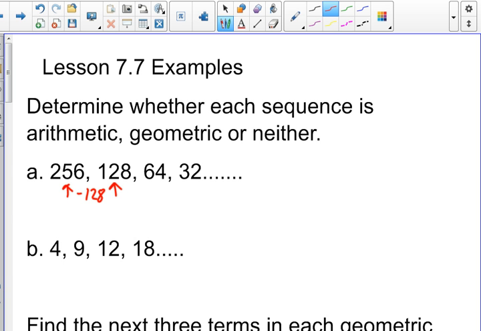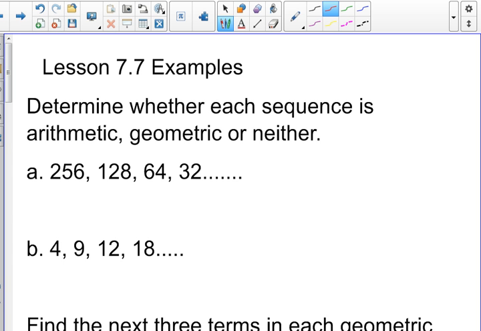And then it should work for the second one. You take 64 and subtract 128. And then what do you get? You're not going to get a negative 128 because that's already 128. So it's not arithmetic. Okay, so find the common difference and it's not there, so it's not arithmetic.